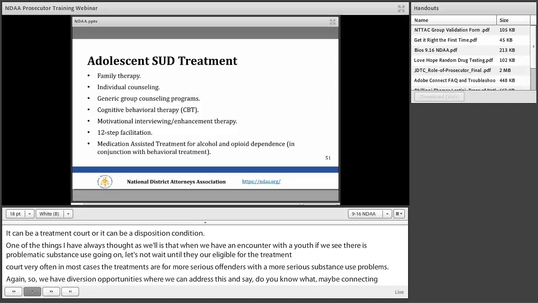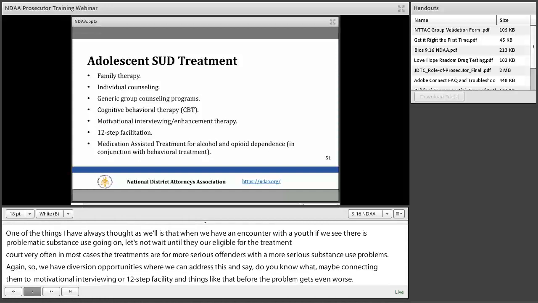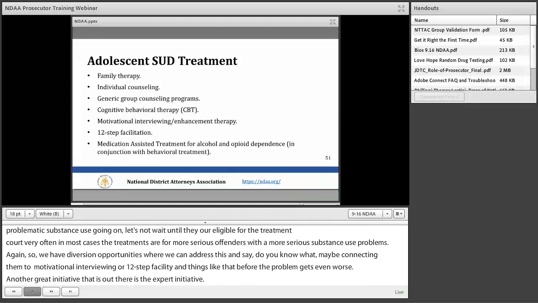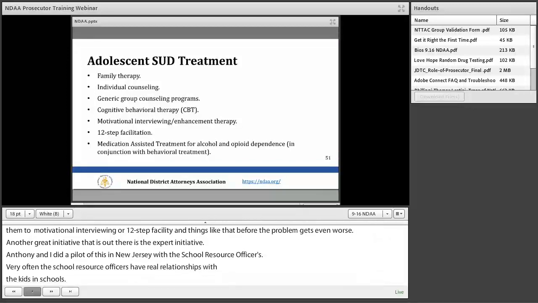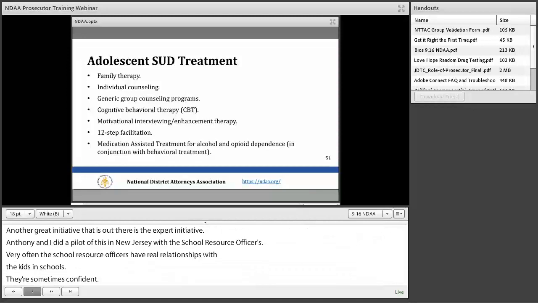And another great initiative that's out there is the ESPERT initiative, and Anthony and I did a pilot of this in New Jersey with the school resource officers, because very often those school resource officers have real relationships with the kids in the schools, and they are sometimes confidants. So we educated the school resource officers on the things that we're talking about today, and then trained them on motivational interviewing and ways that they can talk to kids, help to identify problems, and then make the connections that are necessary to resolve those problems.